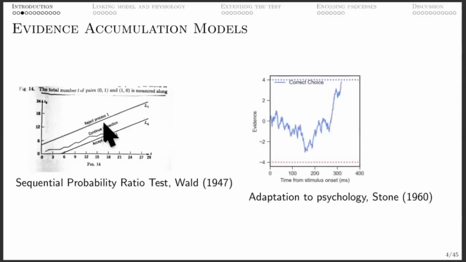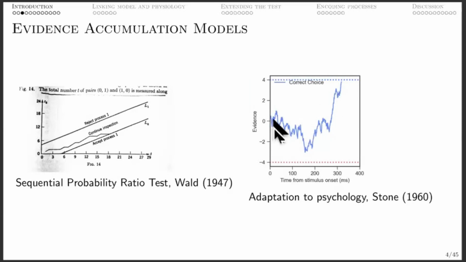For example, this is illustrated by the model of Irving Stone in 1960, where he adapted the sequential probability ratio test of Abraham Wald to a psychological experiment involving human decision-making. What he was thinking is that, as for Abraham Wald, participants were sequentially sampling some information from the stimulus, evaluating whether this sample goes toward the correct threshold or toward the other threshold, which could represent the incorrect response. And they would accumulate this evidence until one criterion is reached, which then terminates the decision.